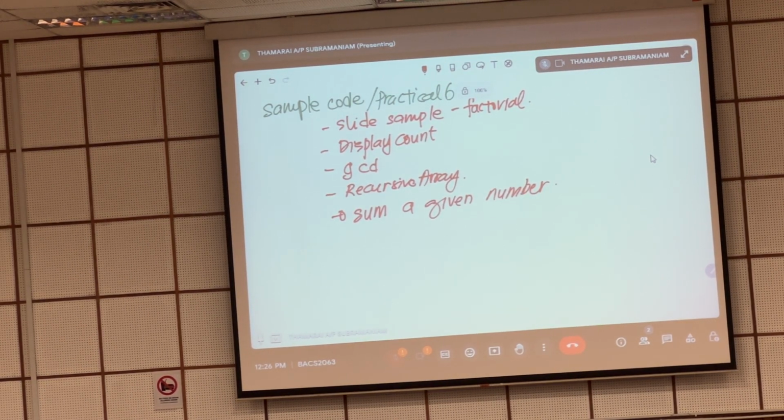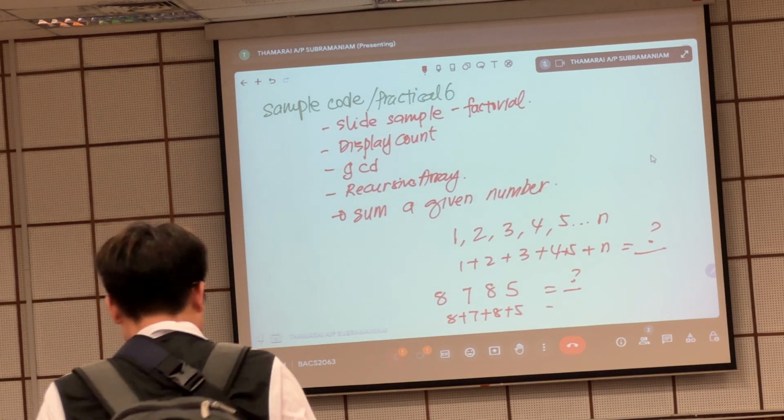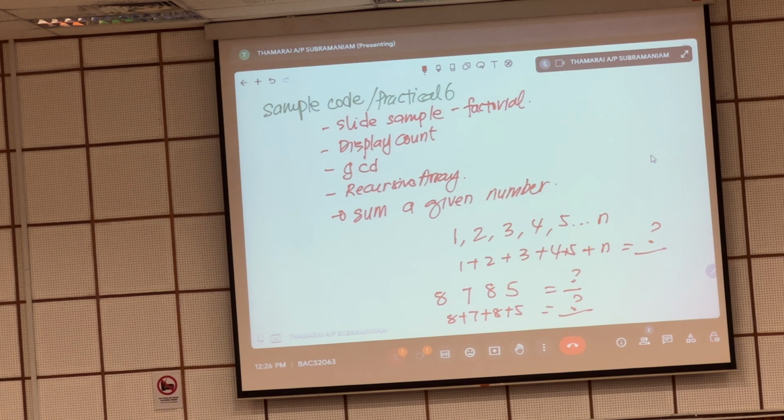For example, we used to have, let's say, 1, 2, 3, 4, 5. How do I sum all these values until n? What is the value? How can I do it recursively? So what if a value is given? What is the sum of these values? So 8 plus 7 plus 8 plus 5. What is the value? How can I recursively find the total value of these numbers? Okay, sum. So please go through those parts.